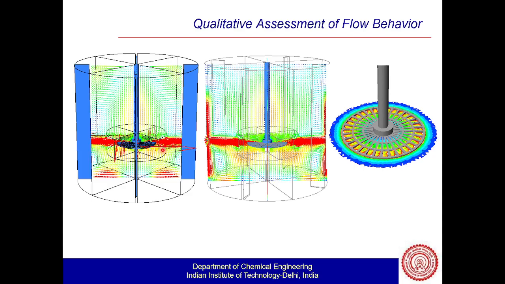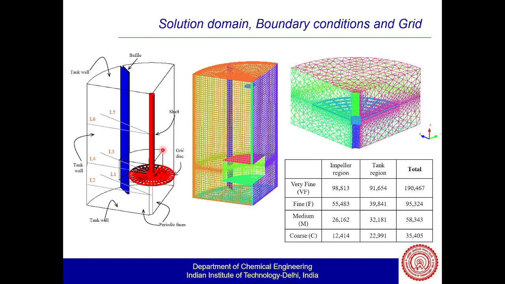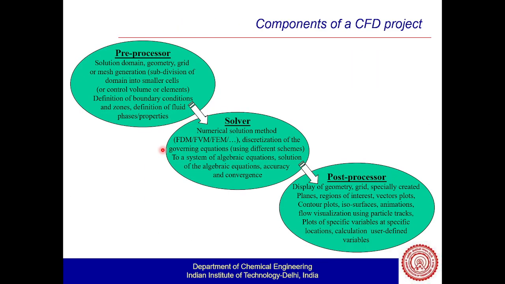So this is basically the post-processing part where we see the contours, we see how the pressure and the velocity profiles are changing over the whole domain. And then going to the regions of interest: vector plots, contour plots, isosurface. An isosurface is basically, for example, if you want to create a surface with a velocity v1, that surface is called the isosurface.